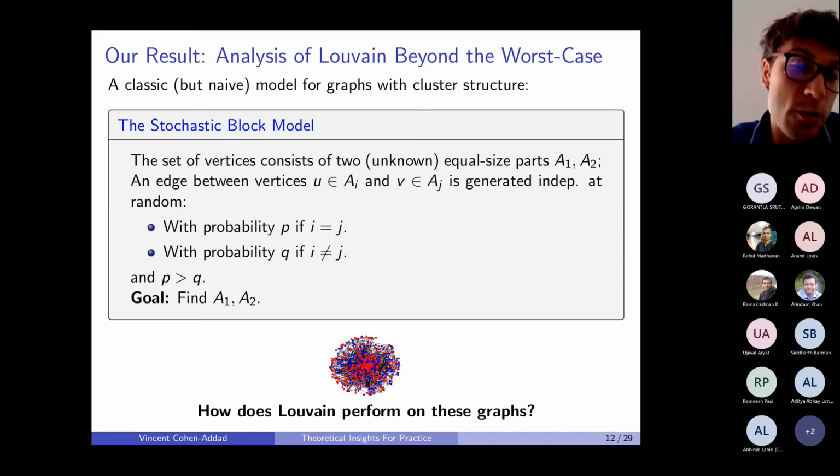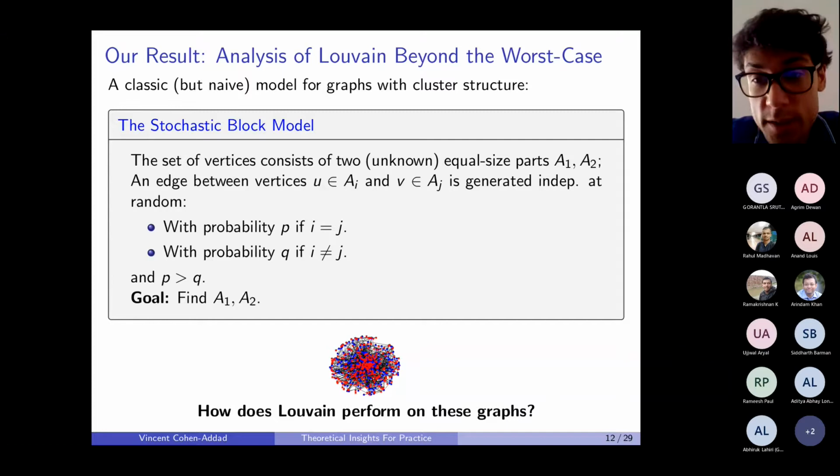For example, a classic model for graphs with a cluster structure is the stochastic block model, where you have a set of vertices made of two unknown parts, A1 and A2. You have an edge between vertices in the same part with probability P, and an edge between different communities with probability Q. And we have P greater than Q.